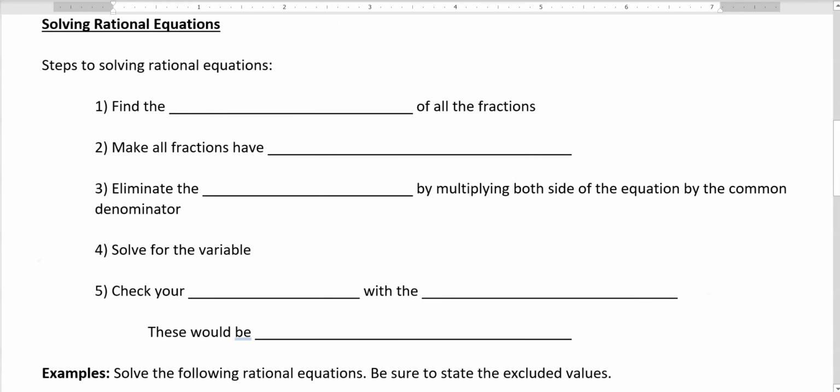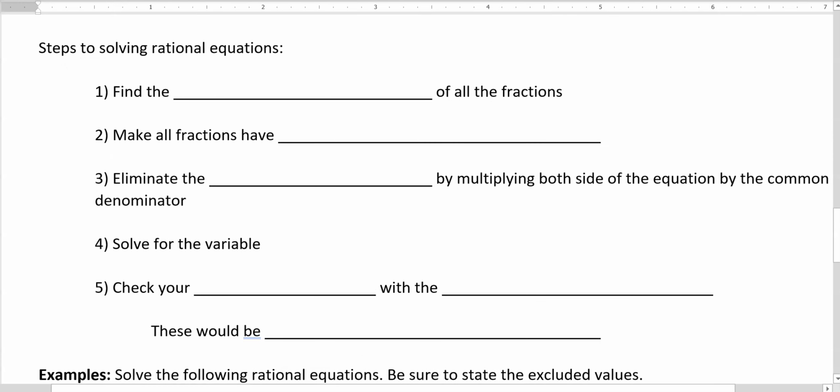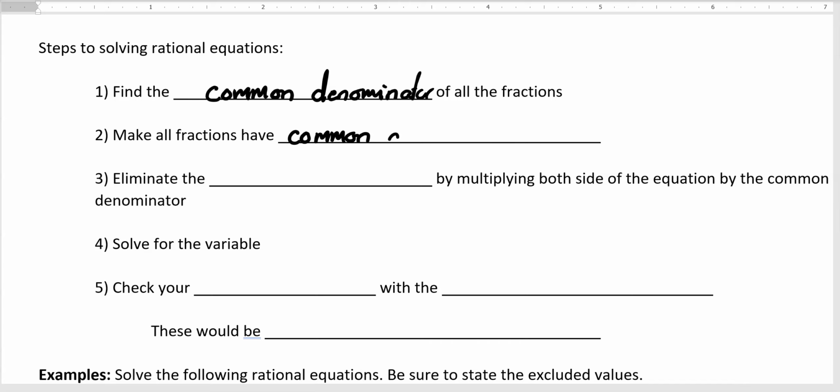To solve rational equations, first we're going to find the common denominator of all the fractions, and that's important. Right? We need to be able to identify what my denominator needs to be, and then we need to make all fractions have that common denominator. Common denominator, so important when we're adding or subtracting fractions. Then we are going to eliminate the denominator.